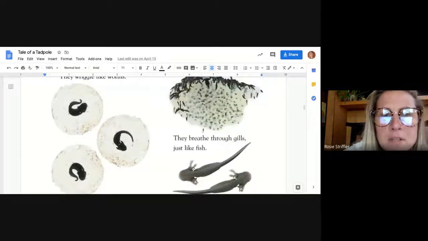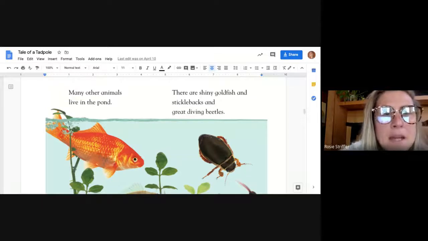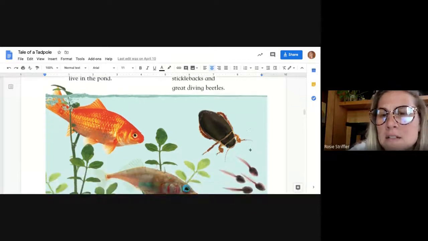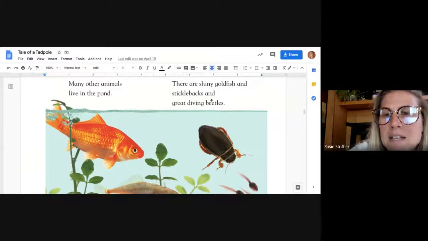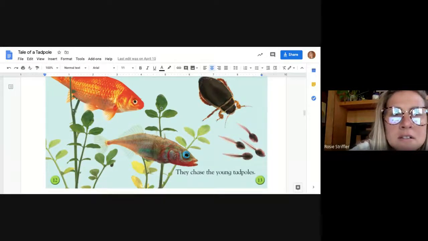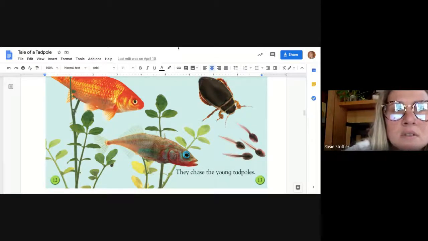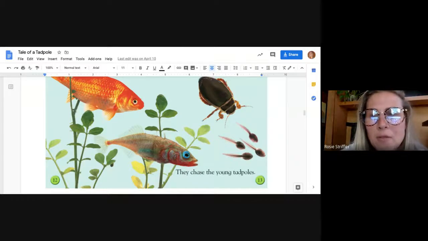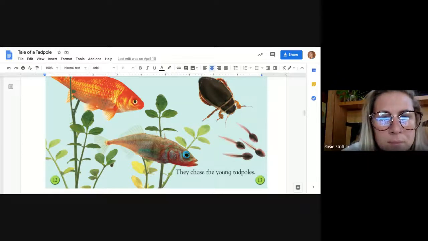Okay, I'm going to move through this part because this is just about the tadpoles. Ooh, okay. Here is more about the frog habitat. Many other animals live in the pond. There are shiny goldfish and sicklebacks. That's a sickleback right here, this one with the blue eye. And sicklebacks and great diving beetles. It says they chase the young tadpoles. Okay, what else do you notice about the frog habitat? Birdie.